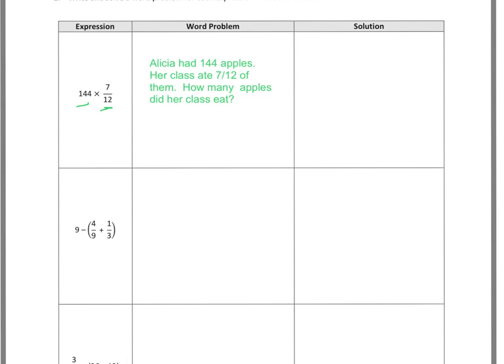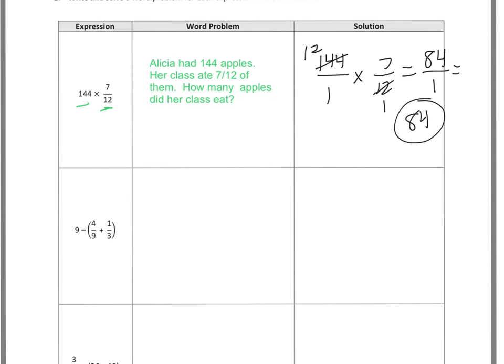So my solution for this would be I could either do fractions, and I would multiply that across. And I know that I can kind of cancel some of these out. I know 12 goes into 144 12 times. So that's going to get me 12 times 7, which is 84 over 1, or 84. That's my one way I could do it.